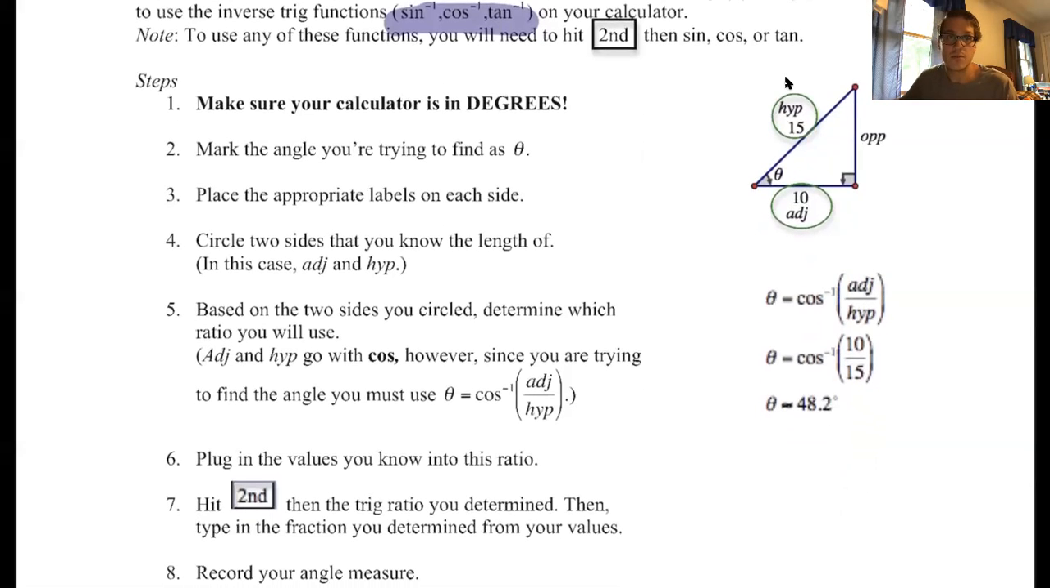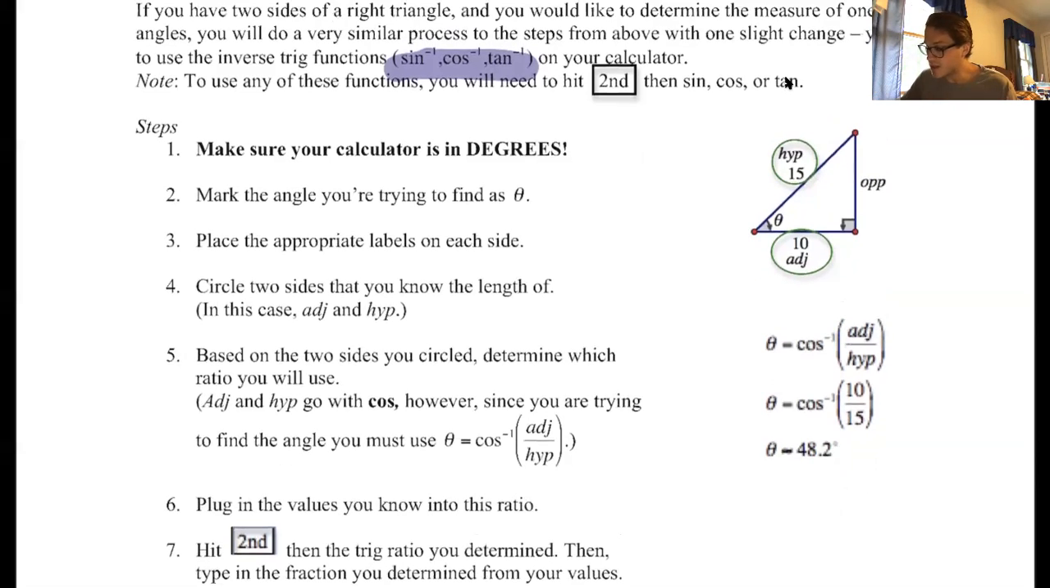We need to be in degrees. We mark the angle we're trying to solve for here, and we have to label all of our sides, right? Once we label our sides, we need to figure out which trig function we're using again, and then we just plug into our calculators in this case. So here, this theta is our reference angle.